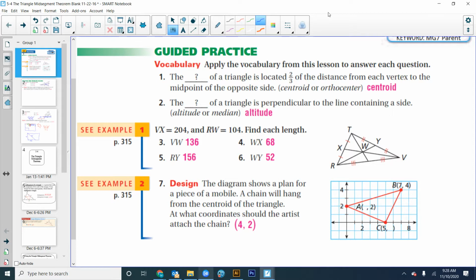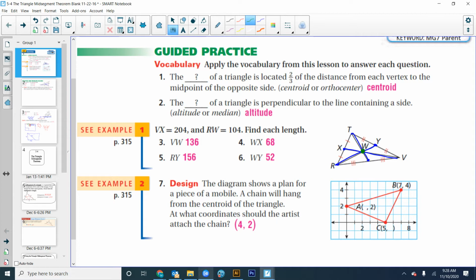All right, what's YR called? It's a segment, but it's got a special name in this context. A median, right? It connects the midpoint to a vertex. XV, median. T something, median. What do we call the point where the medians meet? Centroid, right?